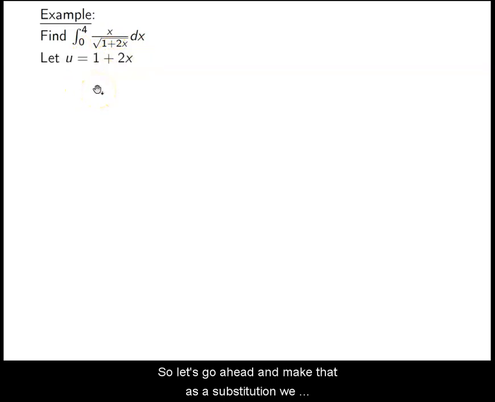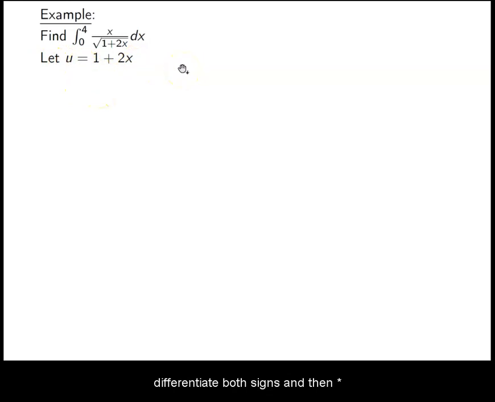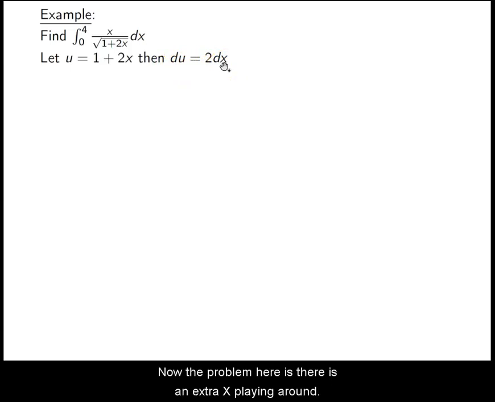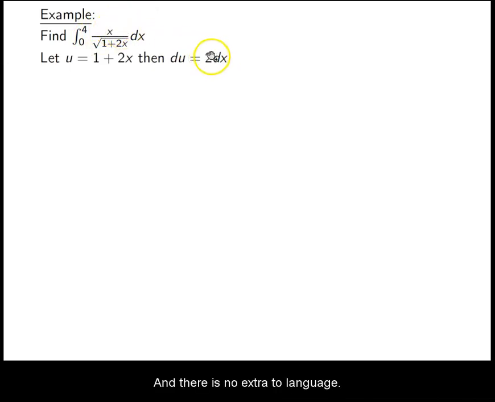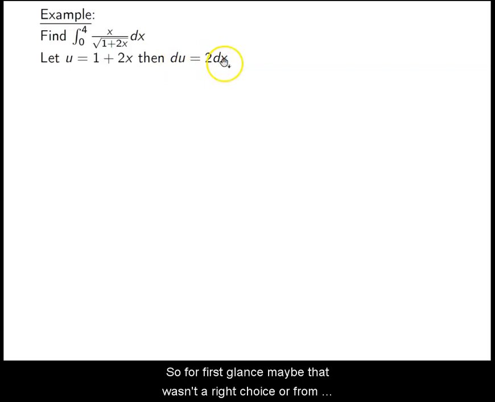If we differentiate both sides and multiply by dx, we get du equals 2 dx. Now the problem here is there is an extra x laying around, and there is no extra 2 laying around. So from first glance, maybe that wasn't our right choice, or maybe this isn't the right method to use, right? In Calculus 2, generally what would happen now is that we would attempt another method to integrate. But we're not in Calc 2, and this is the only method we have, and I'm not going to throw you a curveball, so we can actually finish this out with substitution.